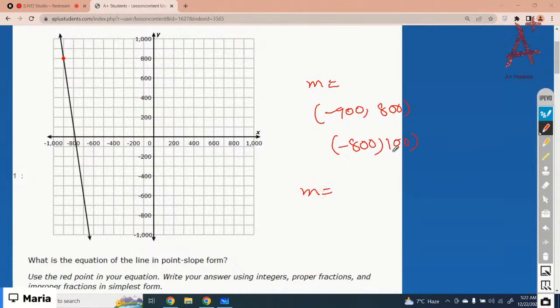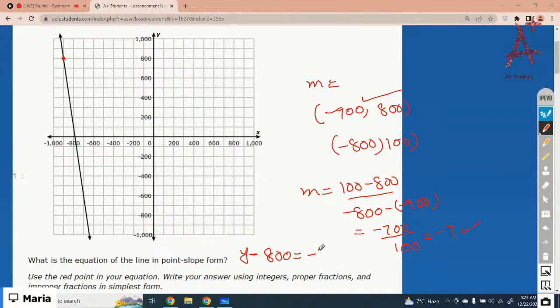That would be m equals change in y over change in x. Change in y is 100 minus 800, divided by negative 800 minus negative 900. So it would be negative 700 divided by negative 800 plus 900. So the slope is negative 7. Got it? You can use any of the points, either this one or this one, with the slope, and write the equation. y minus y1, where y1 is 800, equals m, which is negative 7, times x minus x1, where x1 is negative 900, so it makes positive 900.